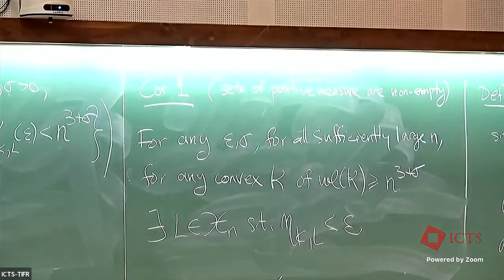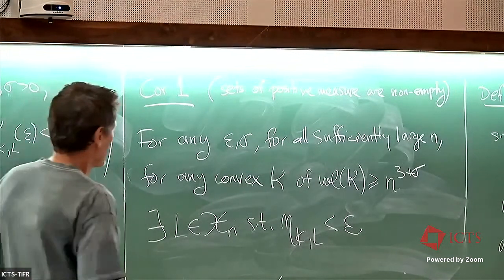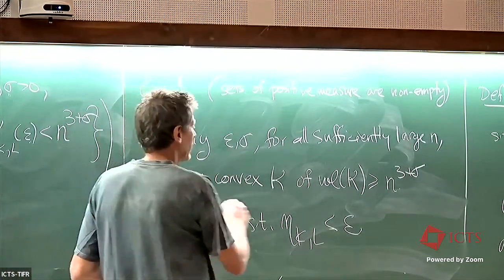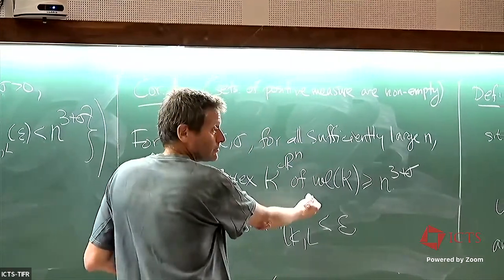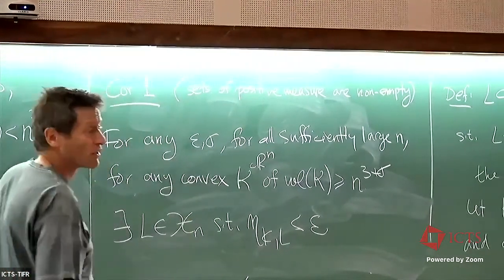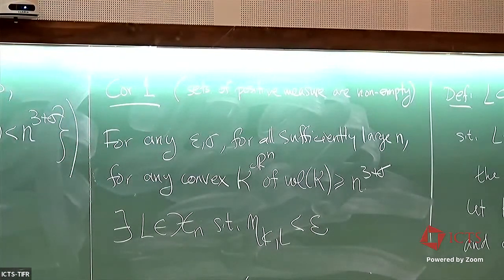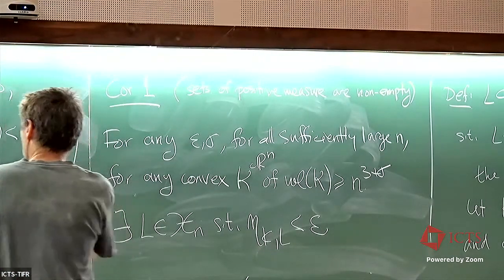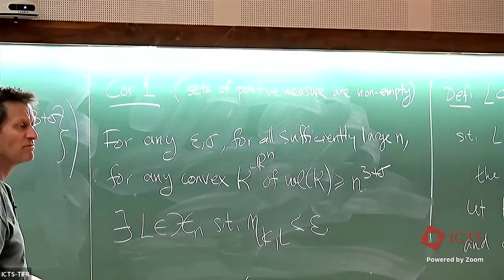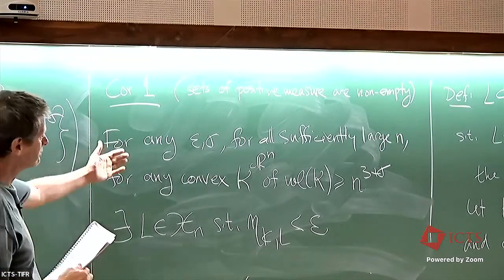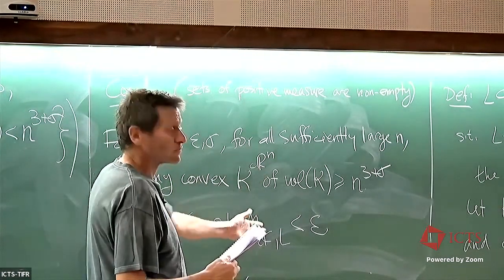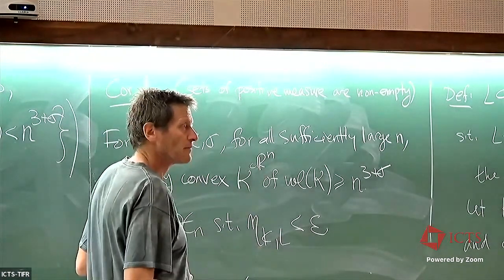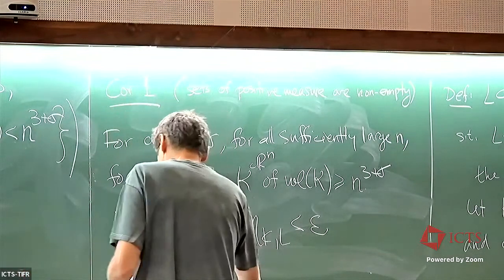Okay. Clear? For any convex set K in Rn, I should have said, of course, of this volume, you can find the lattice. The lattice depends on the convex set, of course. This is the uniformity in this sup here. For any convex set K, there exists a lattice. The lattice is going to depend on K. Okay. So let's specialize even further.